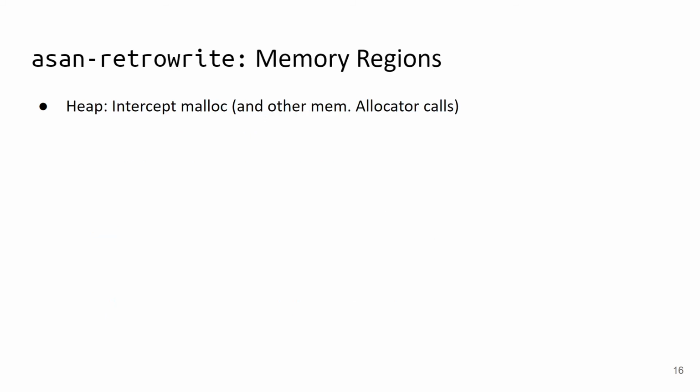For the heap, calls to memory allocators such as malloc are intercepted to allocate a larger object with some padding. Here, the blue region denotes the memory object that's allocated, and the red regions are the padding known as red zones that catch any overflowing accesses of this memory object and terminate the application.